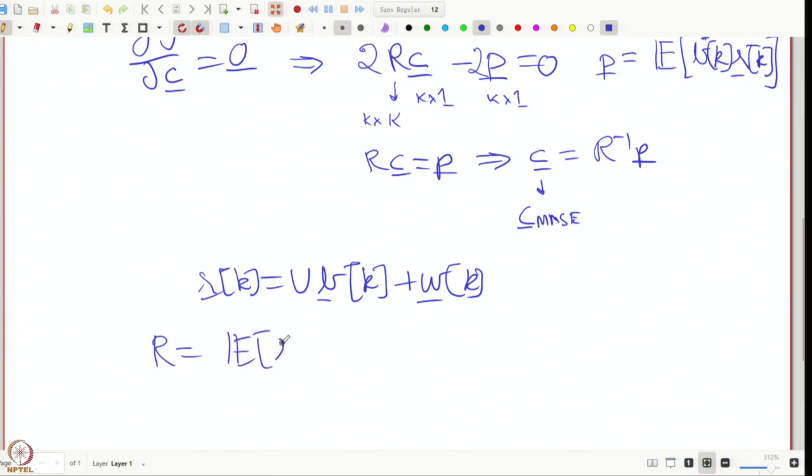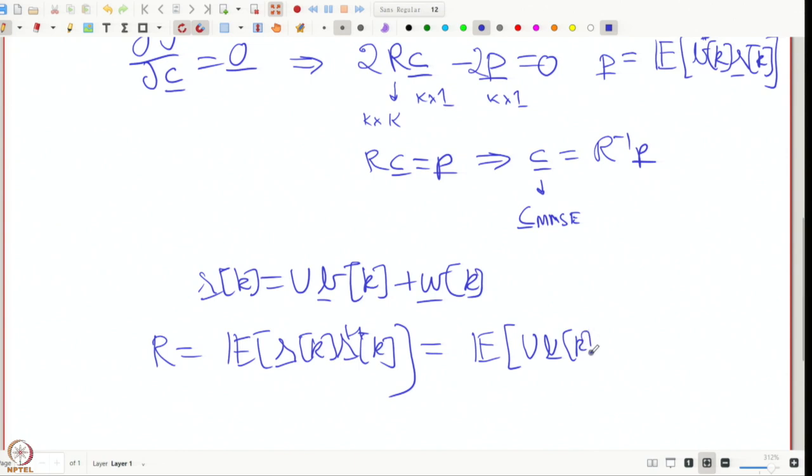That is the expectation of RK RK Hermitian. Remember, we are assuming that the processes are wide sense stationary. By definition, this results in U BK BK Hermitian U Hermitian plus WK, which I'll just write as CW, that is expectation of W W Hermitian, plus the cross terms. But the cross terms are 0 because we are assuming that the WKs and BKs are uncorrelated.